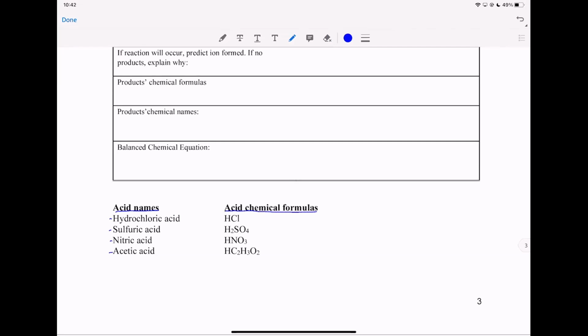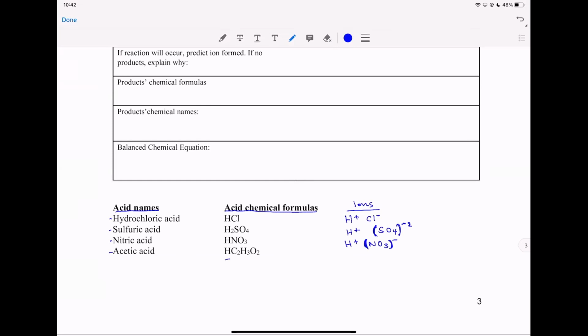I also want to write the ions because you will need the ions for these acids. So this is H plus and Cl minus. This is H plus and SO4 minus 2 charge. That you should recognize is the sulfate ion from your polyatomic ions list. This is HNO3, so this is H plus and NO3 minus.